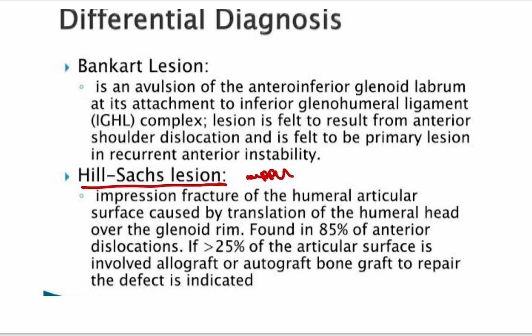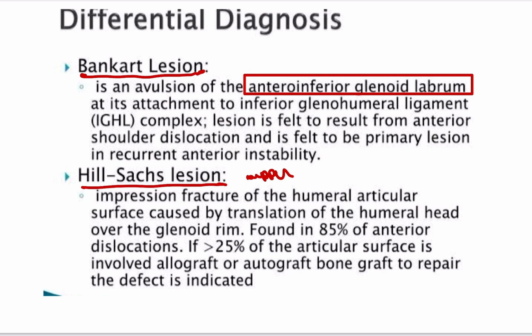On the other hand, the Bankart lesion is also a lesion of the shoulder joint, and it involves the anterior inferior glenoid labrum. So it is very, very important. This is the anterior and inferior glenoid labrum. So when dislocation occurs anteriorly and inferiorly, the lesion is the Bankart lesion.